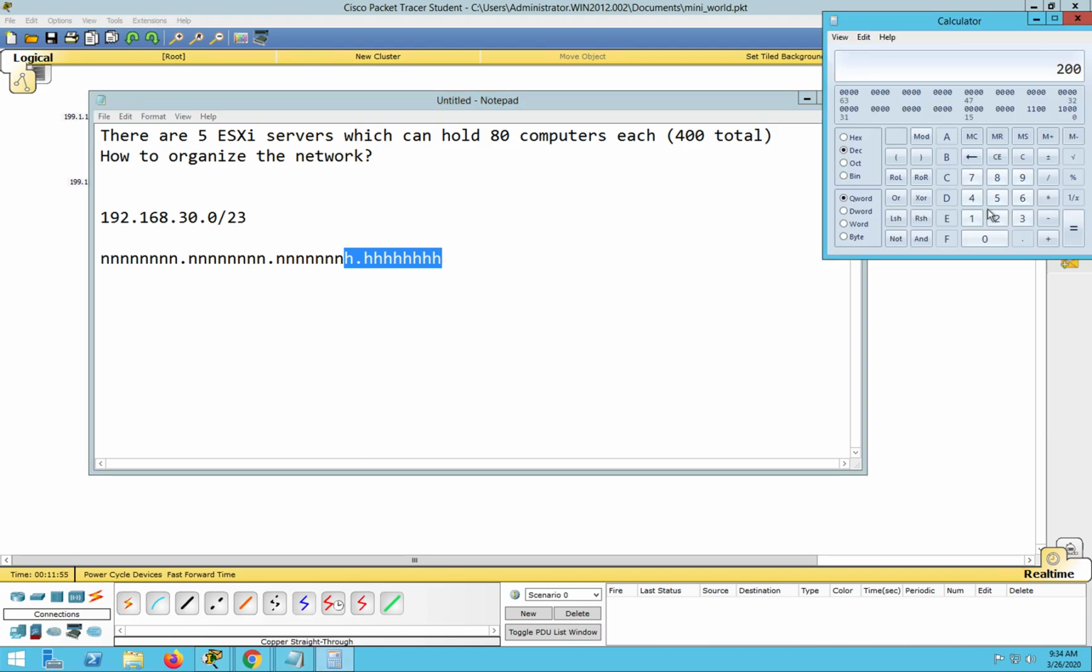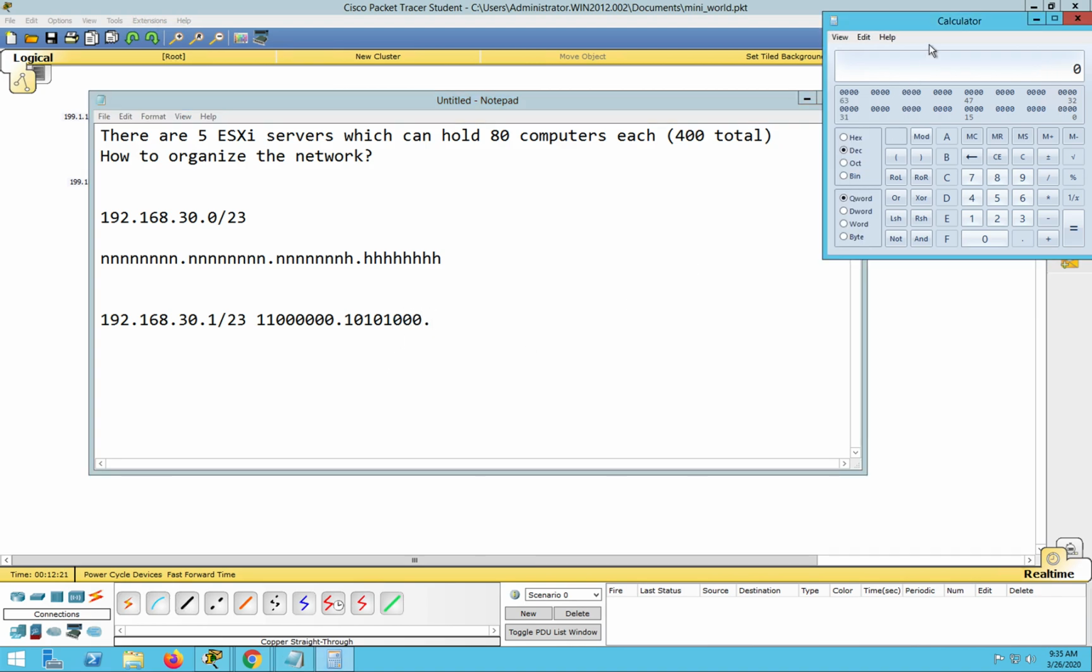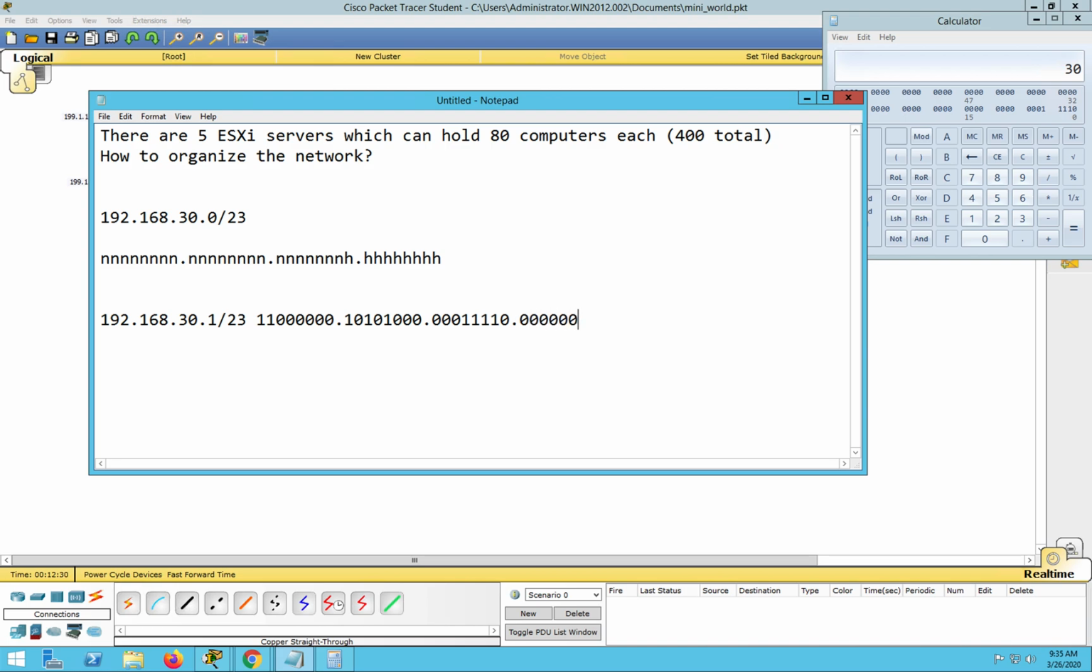Okay, so first of all, let me write up the number 192.168.30.1, because we know a 0 is definitely not going to work. So 192 is 11000000. The 168 is 10101000. 30 is 00011110. And finally, 1 is 00000001. Okay, perfect. So this happens to be the part of the network.